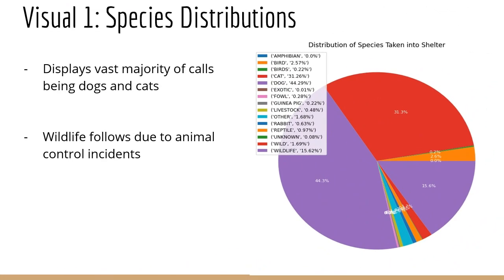And here is a visual representation of the distribution of total species represented in the animal shelter database and the animal control incident database. This makes it much easier to see the great proportion held by cats and dogs.